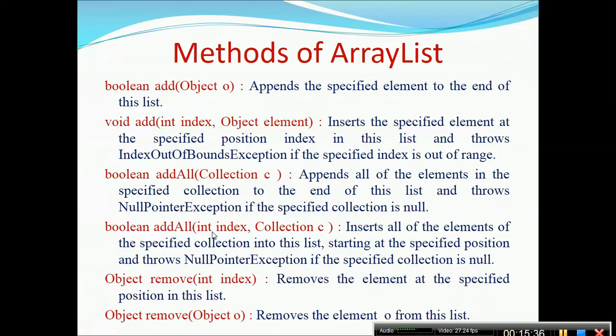You can remove the object at a given index, which removes the element at the specified position in the list. And the second remove, if you pass an object, will remove that particular element from the list.